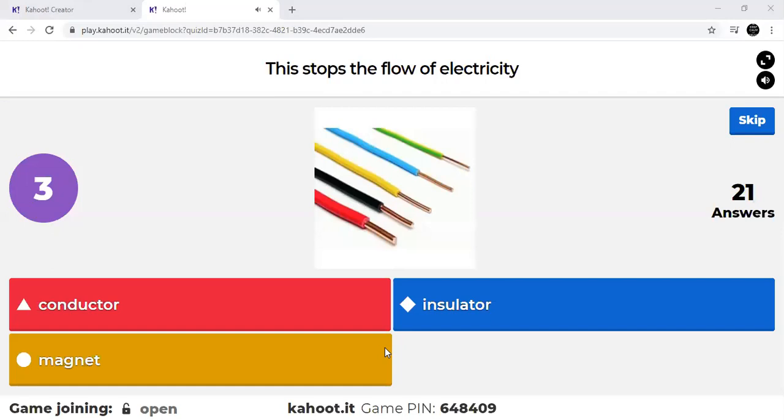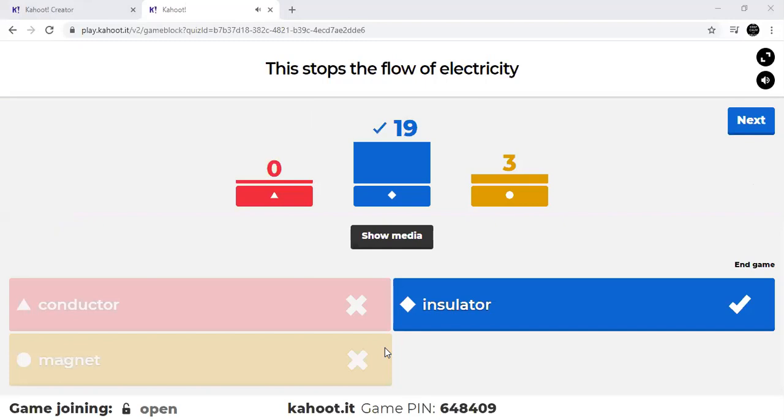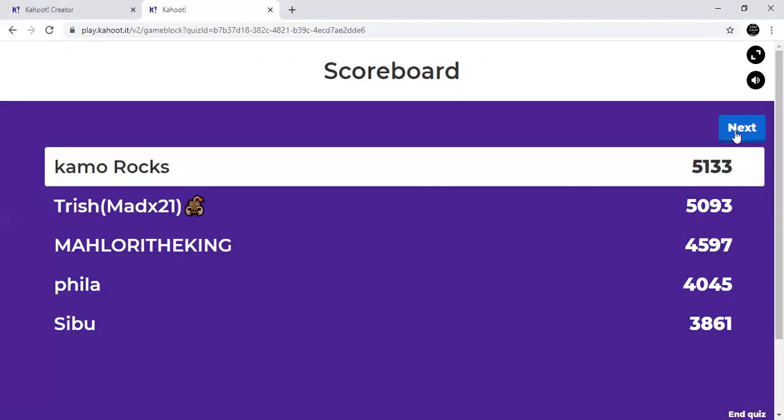Three, two, one. Well done to the 19 of us, guys. No, a magnet does not stop the flow of electricity. Rather, it redirects it. Okay, let's see the scoreboard. Kamo, Trish, Mashori, Sibu, and Morongwa. Next question.